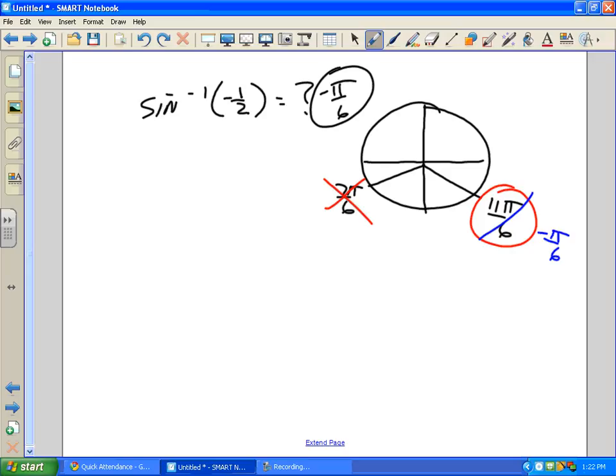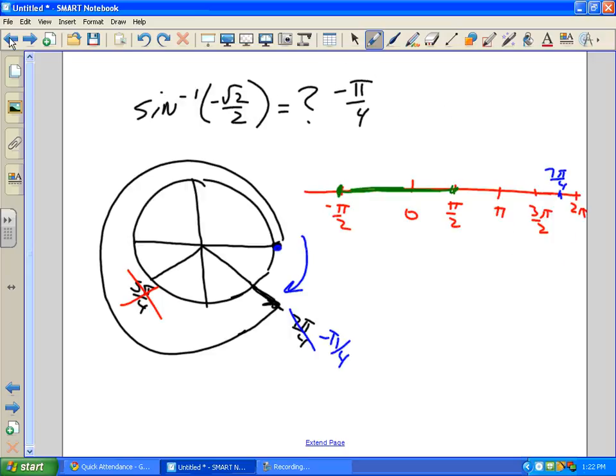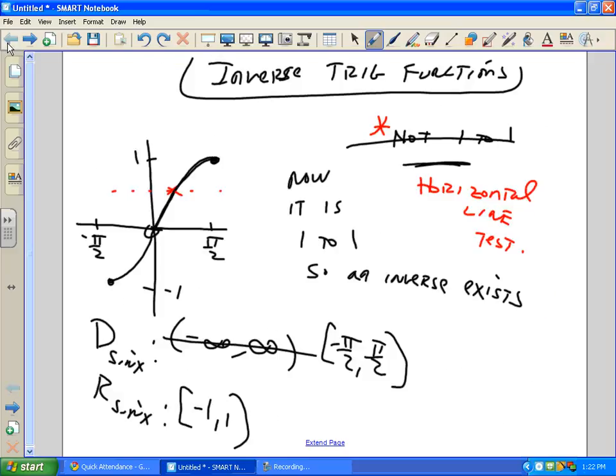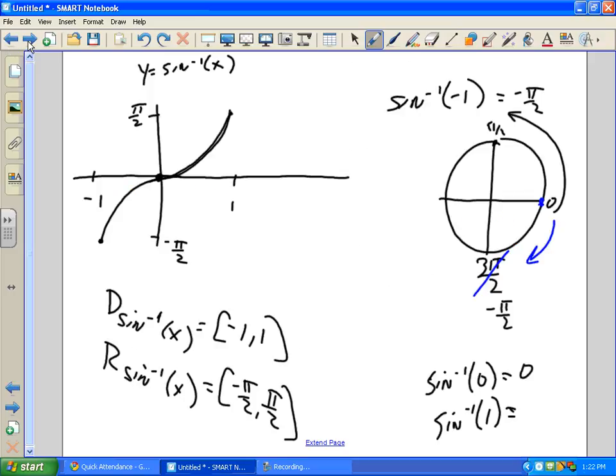Yes? It has to be in the first and fourth for the sine. Because we originally limited the domain of the sine to be negative pi over 2 to pi over 2. And what we know about inverses is that domains and ranges always switch. So if the domain of the sine is negative pi over 2 to pi over 2, then the range of the inverse sine will be those same values, meaning you need to find an answer to the inverse sine questions that are between negative pi over 2 and pi over 2.